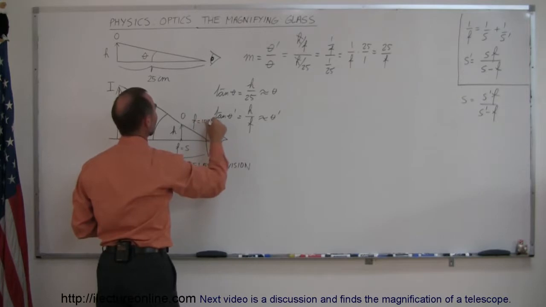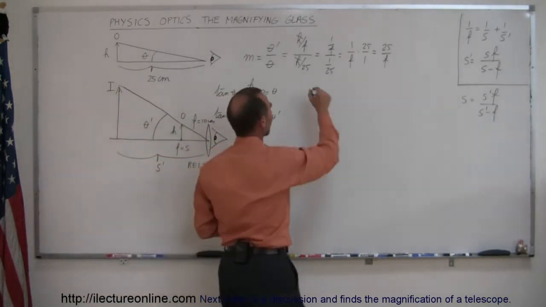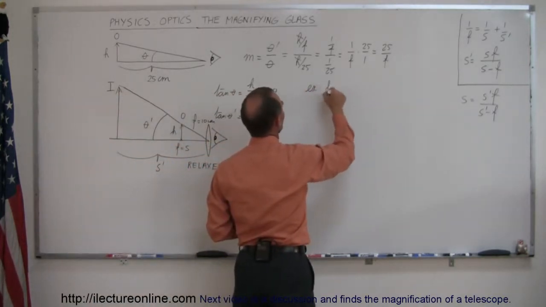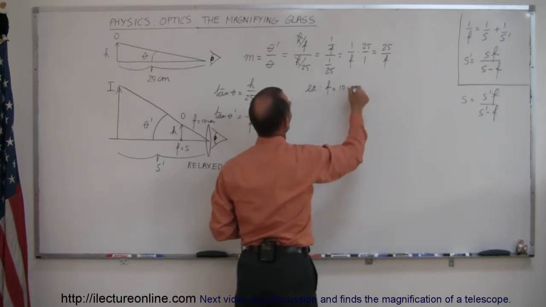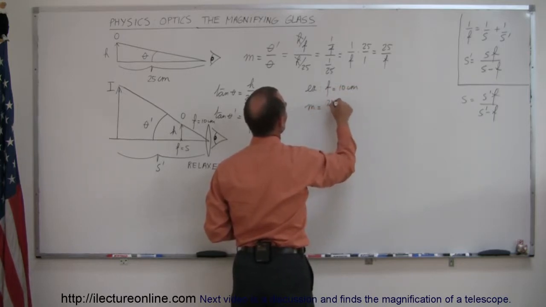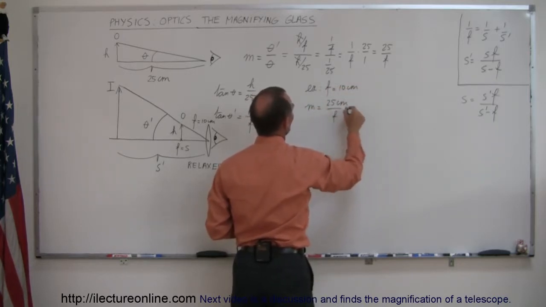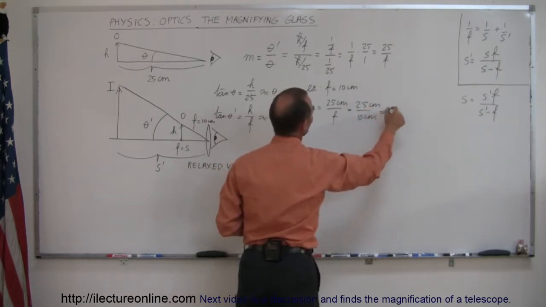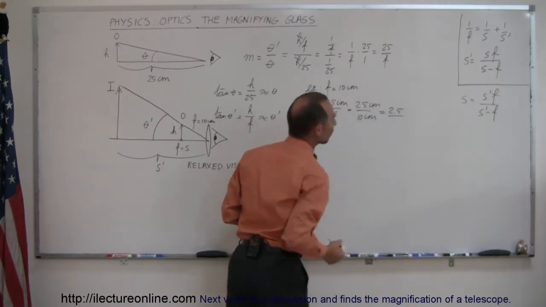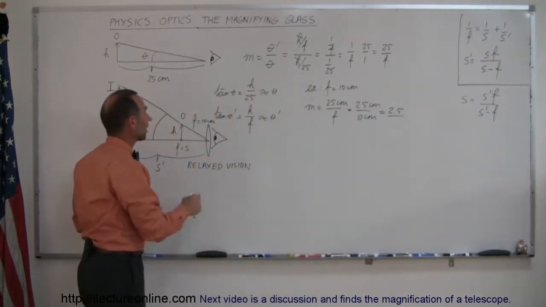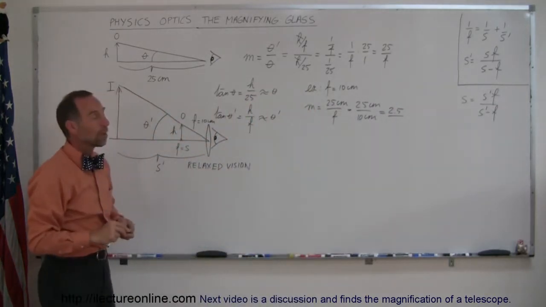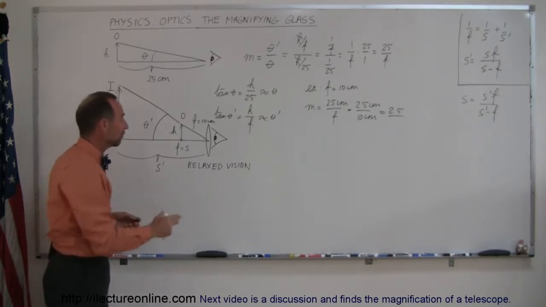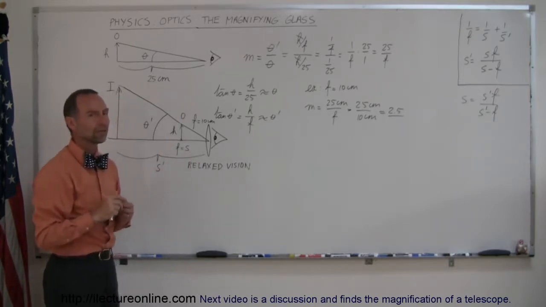equal to 10 centimeters. The magnification for this example, so if you take the example, f is equal to 10 centimeters, the magnification is equal to 25 centimeters over f, which is equal to 25 centimeters divided by 10 centimeters, which is equal to 2.5. So that means with a magnifying glass that has a focal length of 10 centimeters, you have a magnification of 2.5 if you look through the lens with relaxed vision.